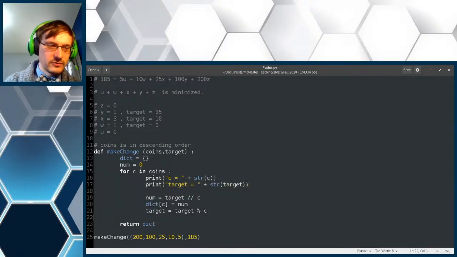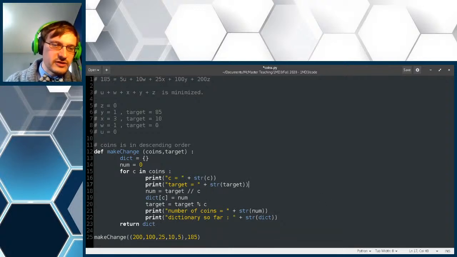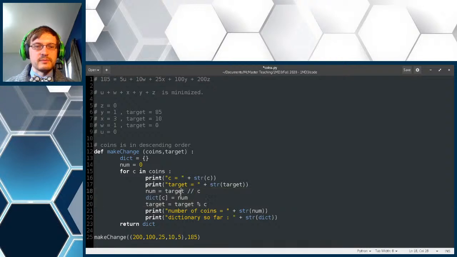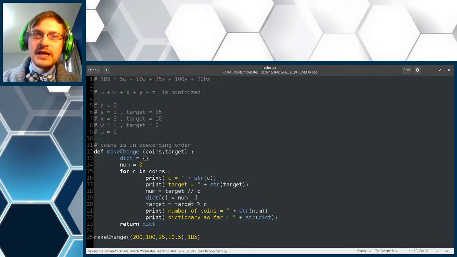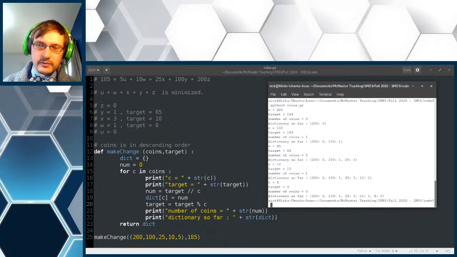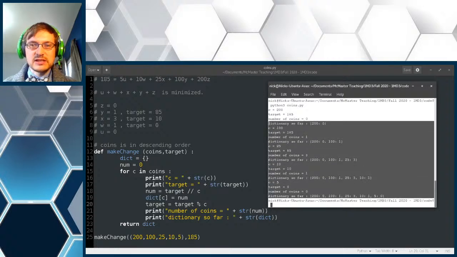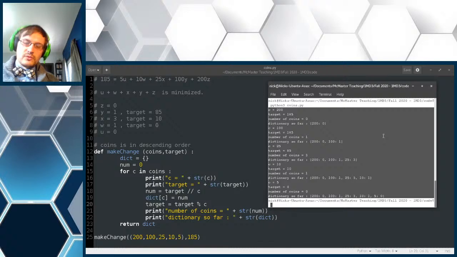Let's move that. So, target and C can be considered the inputs to this part of the algorithm, and the number of coins in the dictionary thus far can be considered the outputs to this subsection of the algorithm. So it makes sense to look at what our outputs are after they've been computed on each loop iteration. When C is equal to 200 and the target is equal to 185, the number of coins is 0 and the dictionary so far is 200, 0. When it's 100, our target is 185, number of coins is 1, and you see that gets entered into the dictionary. The same goes for the quarter and the dime and the nickel. So that's how our data changes as the program is executed, which is cool.